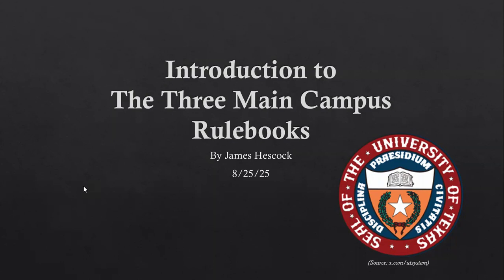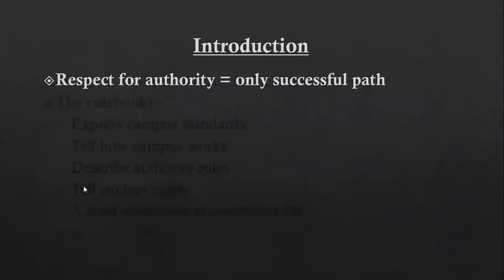So, as we talked about before, in the previous article, we discussed how respect for authority is the only viable path to campus advocacy success. In this article, we'll look at the practical side of this view and examine the three main campus rulebooks that every student needs to know to have success in campus advocacy. These rulebooks represent the advocate's most immediate encounter with campus authority.